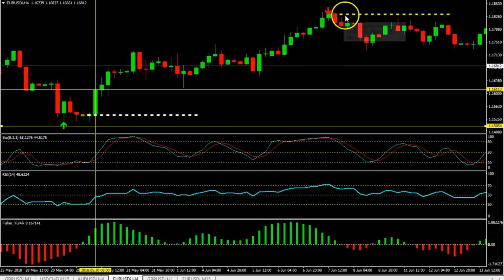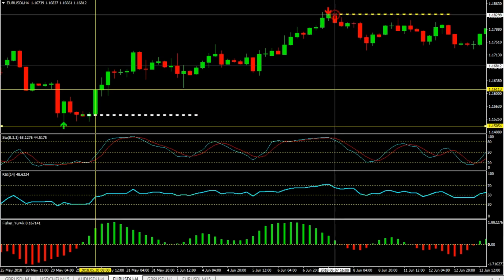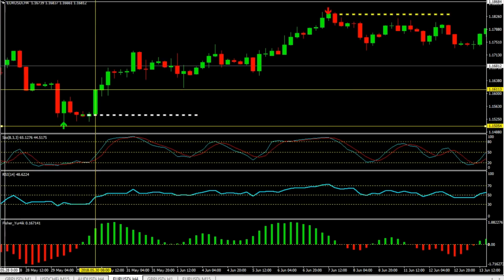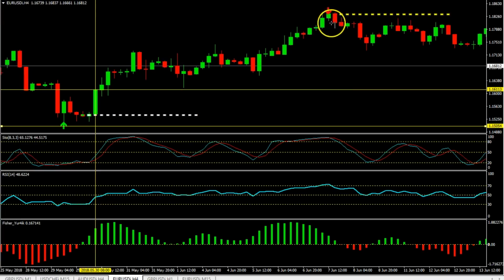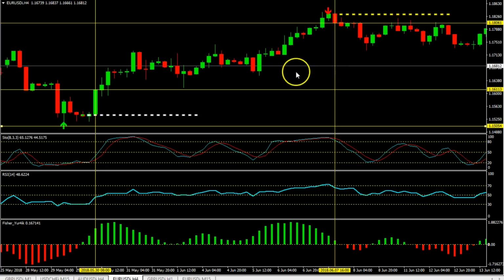Here I get the exit signal. The very first dot of the resistance, which is this red one. Okay. And I will place a line here. And I can see that now I should be getting out. So I will close my trade here. I will close my trade.